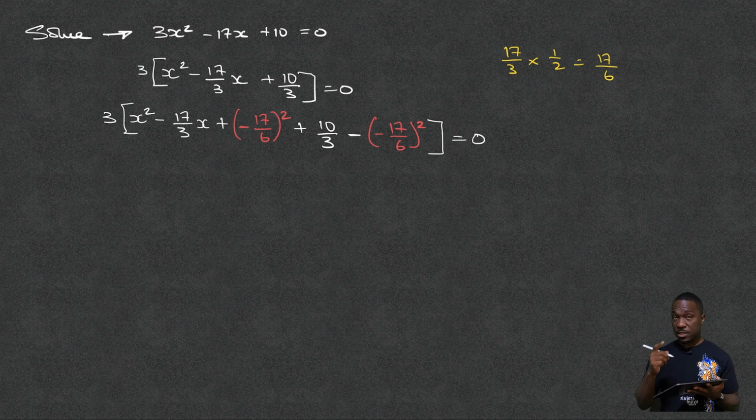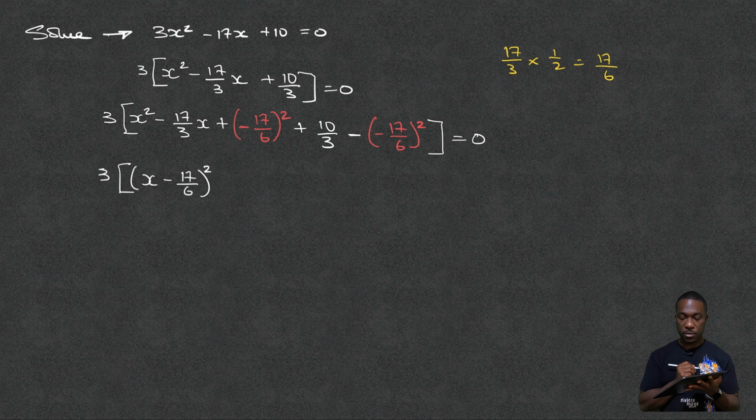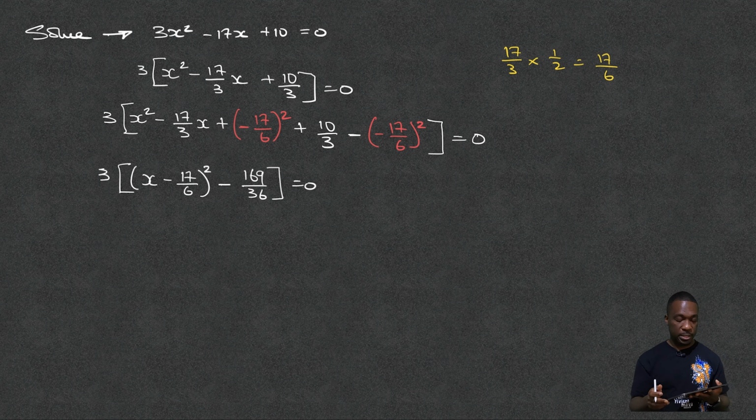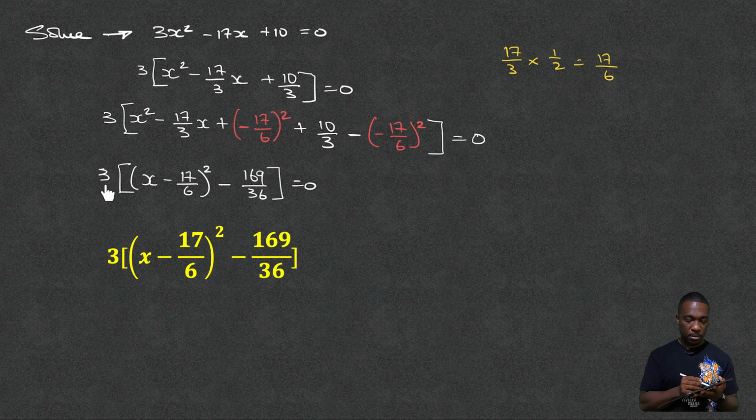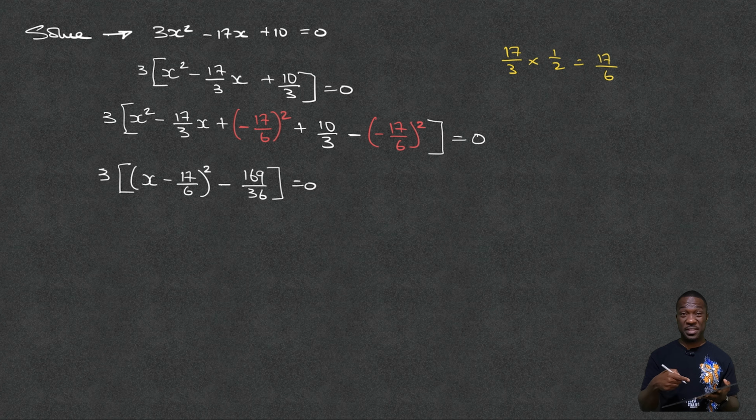Anyway, let's complete the square inside of the big brackets. So we've got 3 big brackets open and then little brackets, x take away 17 over 6 all squared, minus 169 over 36. Anyway, so now what we need to do is get rid of the things that we don't need. Now, usually at this point, if I was just completing the square, I would multiply out by this 3. But because I'm solving an equation, I'm going to get rid of it now.